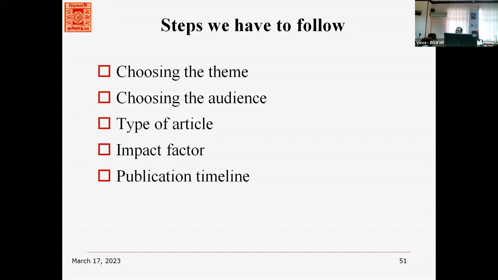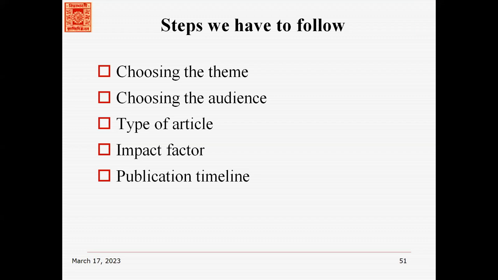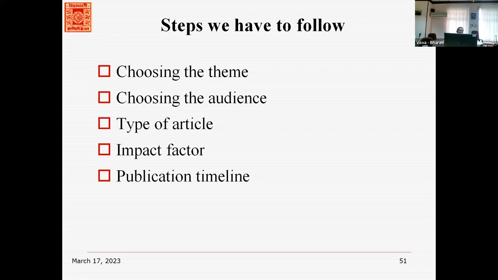And here it is best to select a specialist journal on the subject. And the type of article: we may have a research article or a review or a case study. This type of study, an original research article or case study or review, we need to publish in a reputed journal. Impact factor is not mandatory for publishing in a journal, but it is an important parameter to measure a journal. If the impact factor is high, then we can consider that it is a good journal.